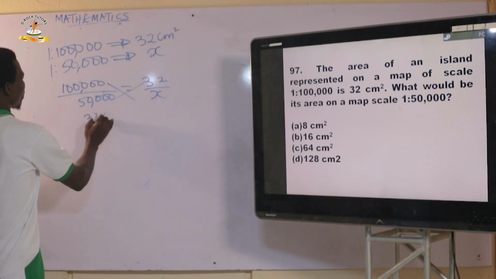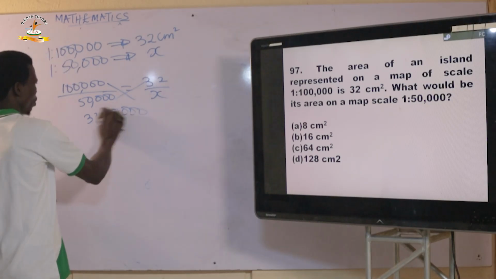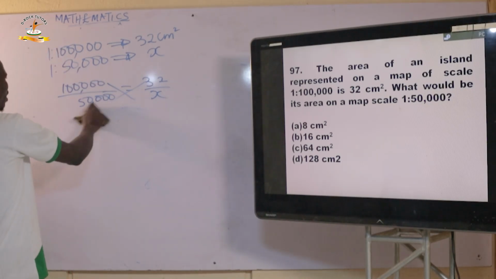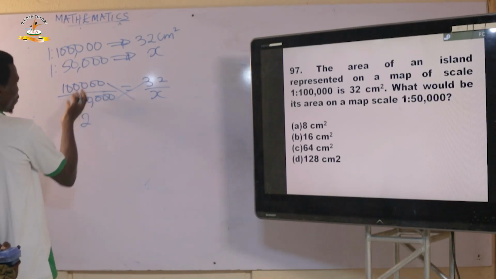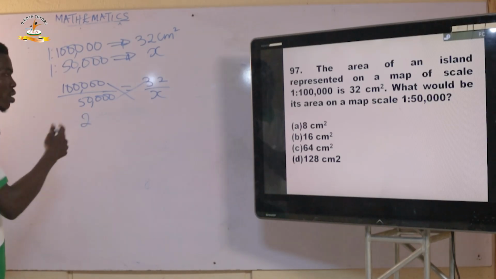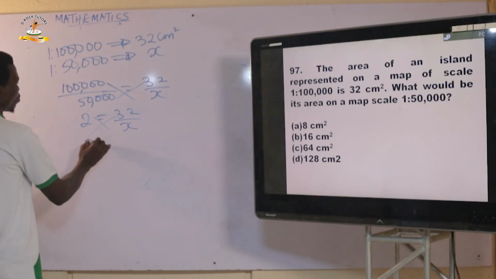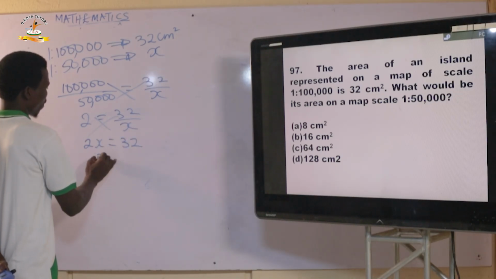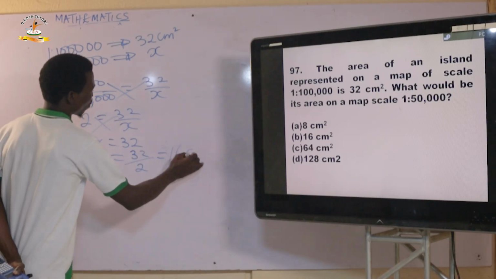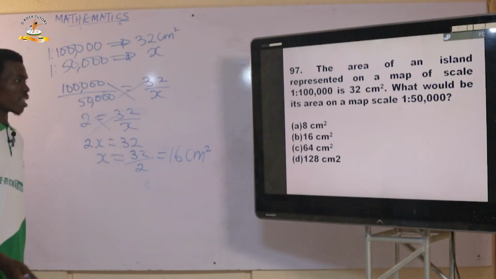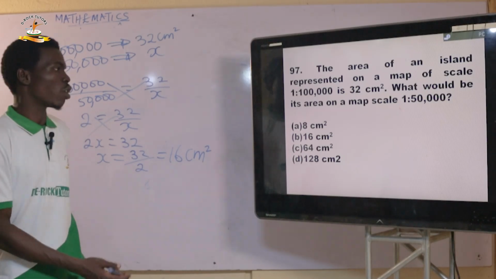We have 32 times 50,000 equals to, or we just simply, we don't need to do that. We know this is just 2. 50,000, 100,000, 50,000 goes in 100,000 2 times, so it is just 2 equals 32 all over x. So we cross multiply. This is 2x equals what? 32, and divide both sides by 2. We have what? 32 divided by what? 2, which is still the same thing as what? The 16 we got right at the first place. So the answer is what? 16 centimeter square, which is option B.